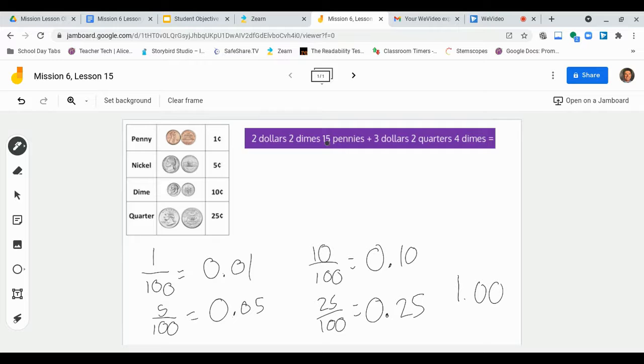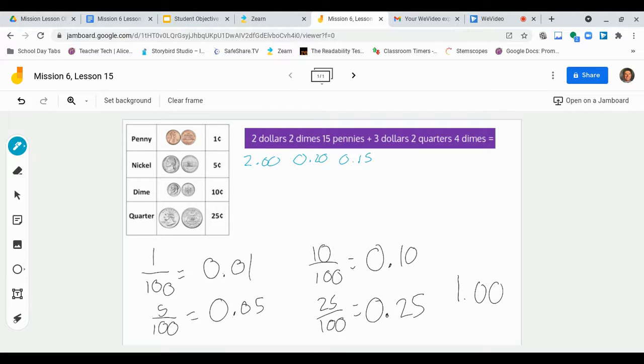If we're given a problem like this, which says we have $2, two dimes, 15 pennies, and we want to add that with $3, two quarters, four dimes, let's do that. First, let's rename each of these values in decimal form. If I have $2, in decimal form that's going to be 2.00. If I have two dimes, that's 20 cents or 20/100ths. If I have 15 pennies, that's 15 cents or 15/100ths.